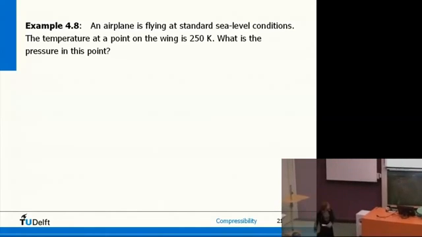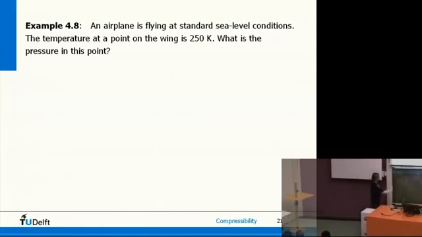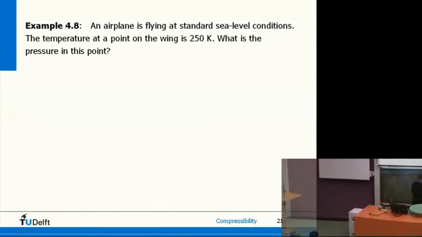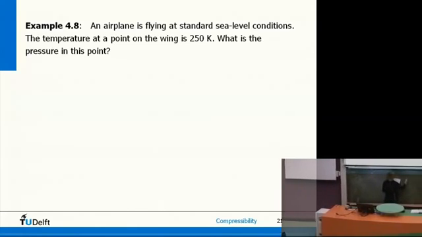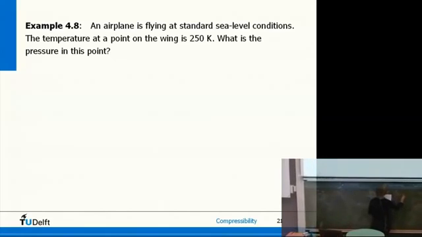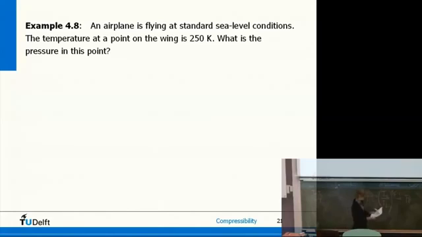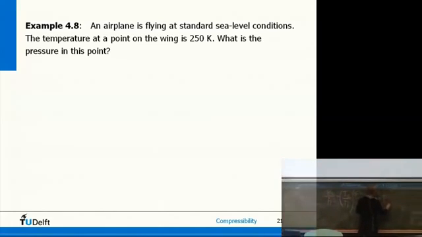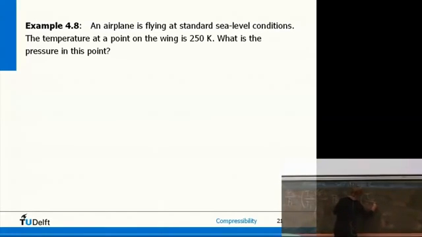Okay. So assume isentropic flow, then we can use the simple isentropic flow relations. P2 over P1 is equal to T2 over T1 to the power gamma over gamma minus 1. So the pressure in point 2, or point A, is equal to the pressure in point 1, or infinity, times T2, point A, over T infinity to the power gamma over gamma minus 1.